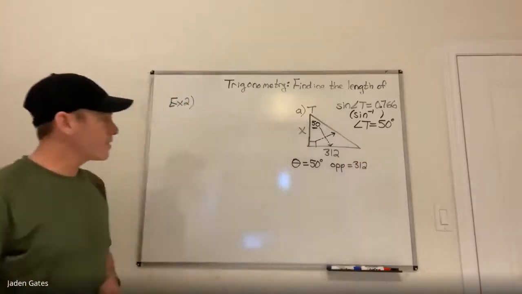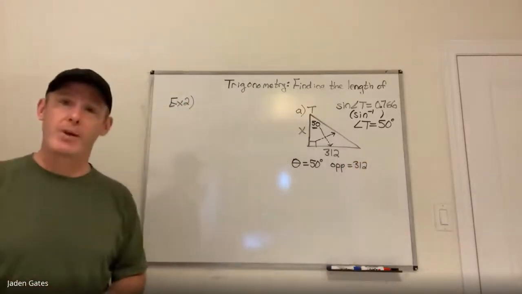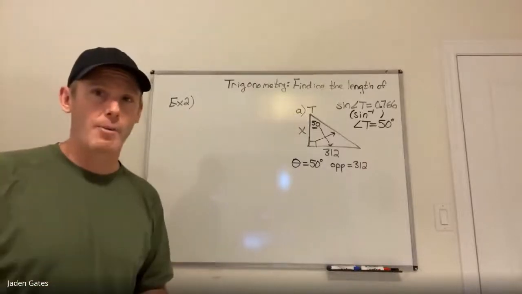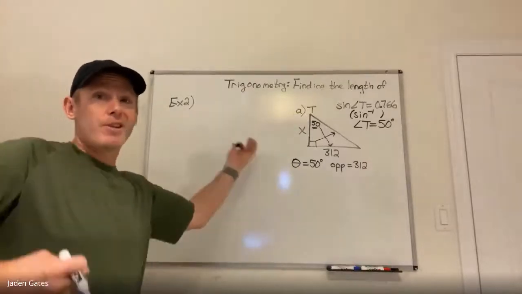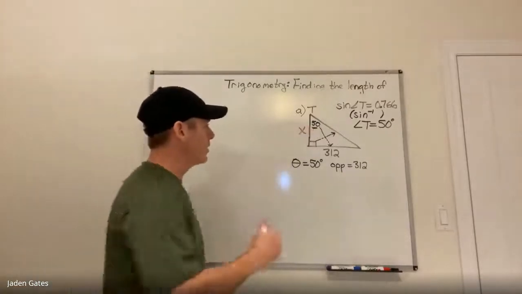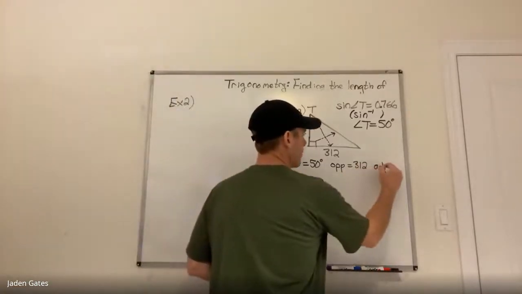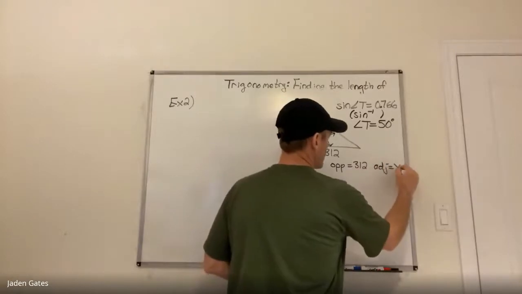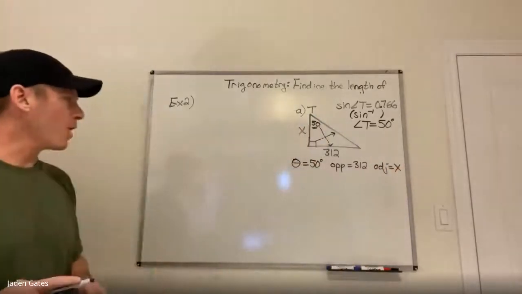And then that x, just by the process of elimination, as I've already said, we don't have the hypotenuse. We know the opposite, so the leftover one has to be the adjacent, and it is beside the angle. So there's my adjacent, which is x. That's what we're trying to figure out. All right, that's the first step.